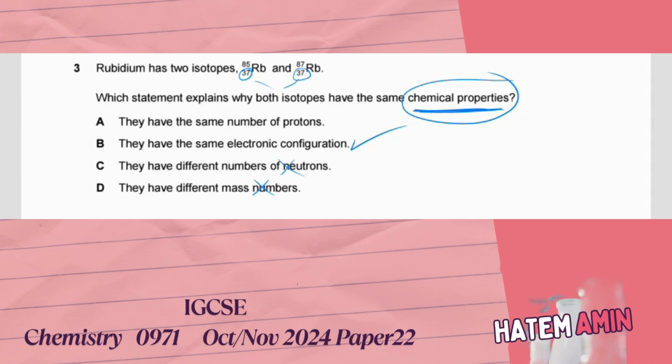So here we have two options left, the first one and the second one, and we should choose between them. They have the same number of protons. Yes, but the number of protons does not give us an indication of the chemical properties. What gives us the indication for chemical properties is the configuration of electrons, how many electrons are in the last shell. So the correct answer here is B.